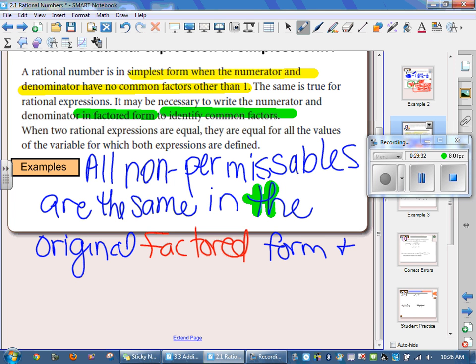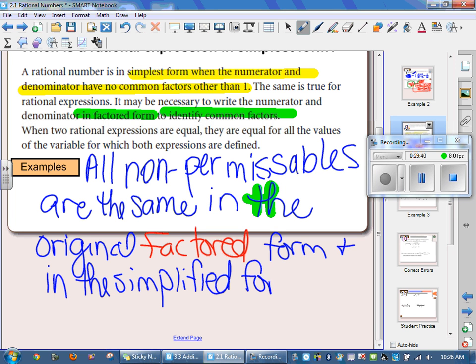All that's telling us is that we cannot find our non-permissibles from our end result answer. We have to find it from our original factored form. Because if it's just from the answers, some of our stuff has already disappeared from the bottom. Correct? And that's not what we originally started from. So let's take a look at what that's going to look like for us.